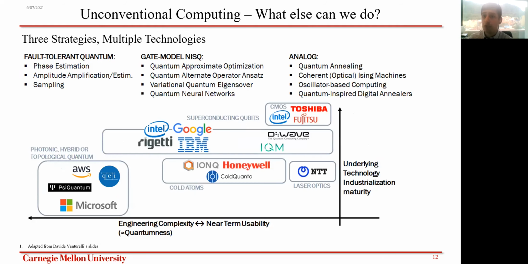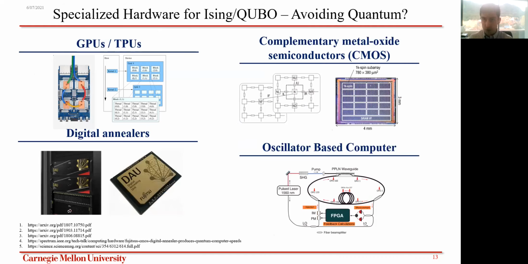In terms of unconventional computing, what if you wanted to avoid quantum computing? There are many other alternatives in order to try to build specialized hardware to solve challenging computational tasks. In particular, for solving Ising and QUBO problems, we have already seen some advances using GPUs, using tensor processing units, digital implementations of the annealers, light-based computing, and all of this is based on the QUBO formulation of the problems.